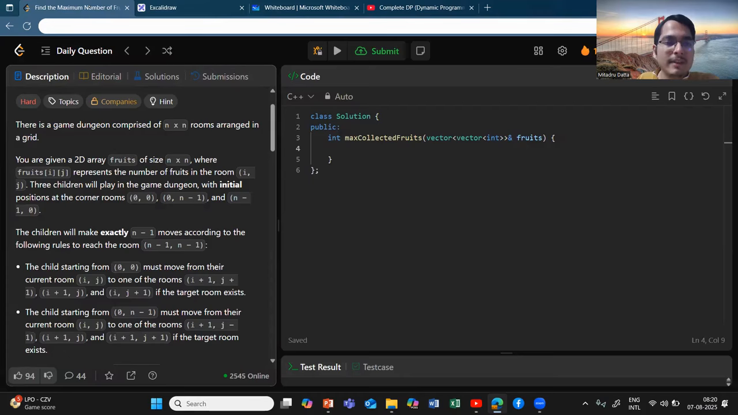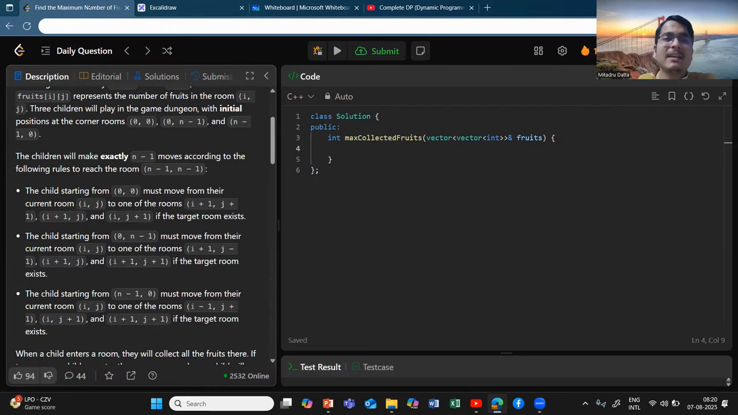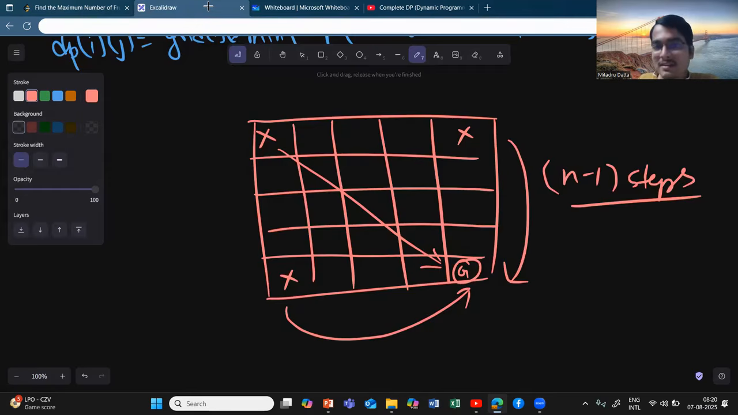And it is also given that the child starting at 0 comma 0 must move their current room to one of these rooms. So it is just given what the transition paths are. What this basically means is that this child, at every step, has three choices to move: this and this. Let me do it in some different color. So this child has three choices to move, and this child also has three choices to move, and this child also has three choices to move. So these are the choices in which they can move.